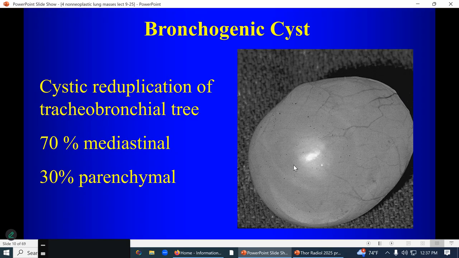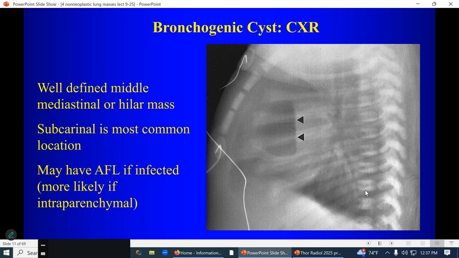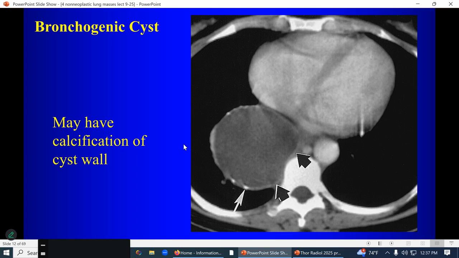Okay? Bronchogenic cyst. This represents cystic reduplication of the tracheobronchial tree. Most are mediastinal, 30% in the lung parenchyma. If it ruptures into an airway, you can get an air fluid level in these things. So that might also occur. That is possible with a bronchogenic cyst. Okay. Sometimes you might have some calcification within the cyst wall. That can also occur with these bronchogenic cysts.